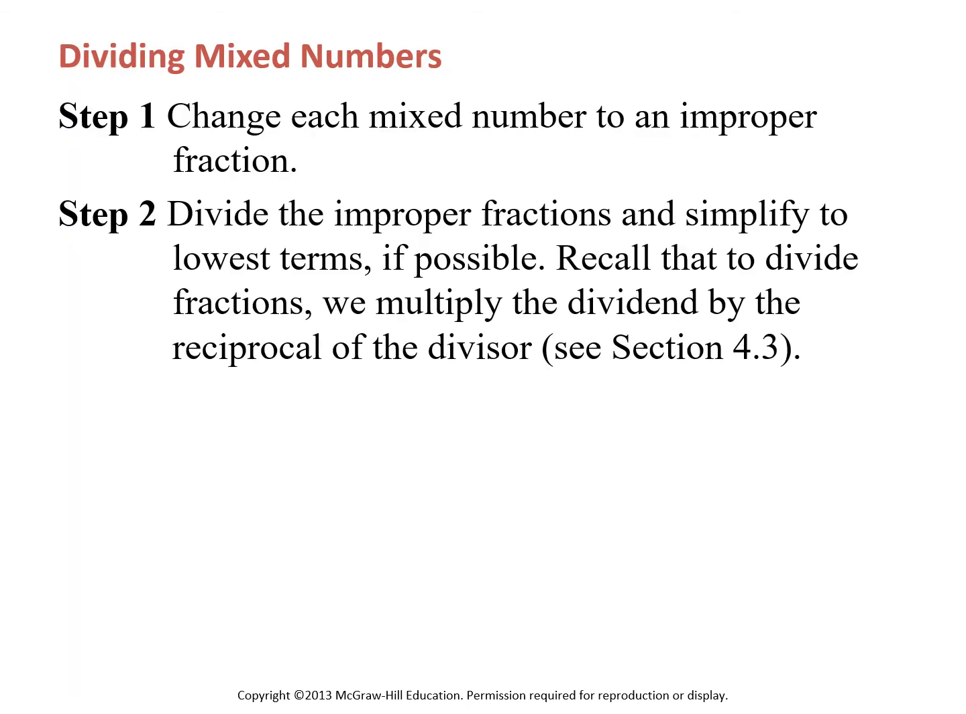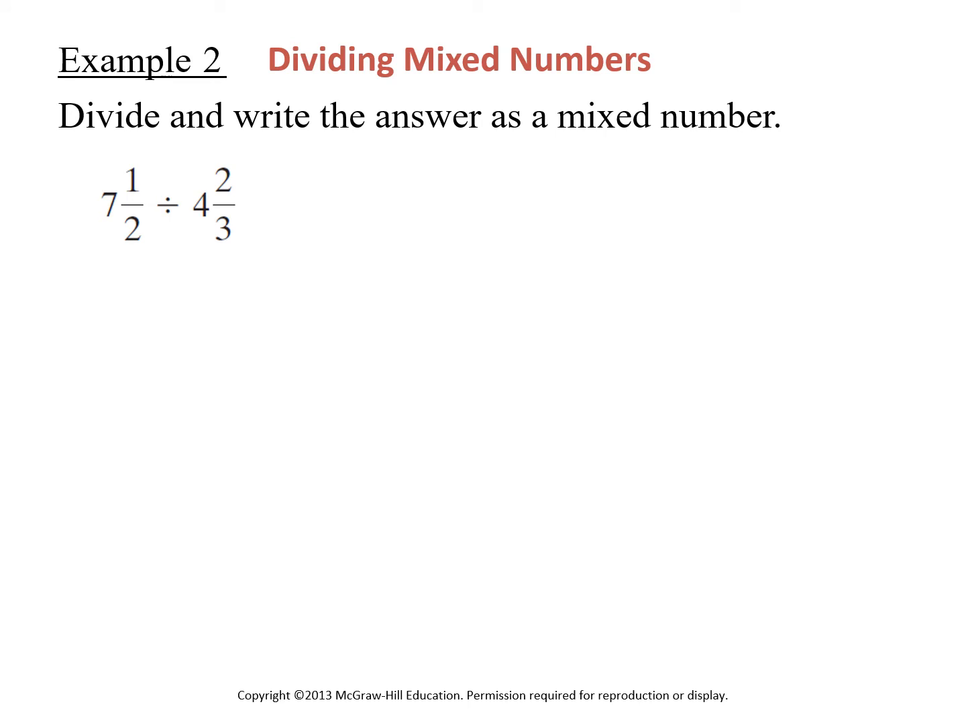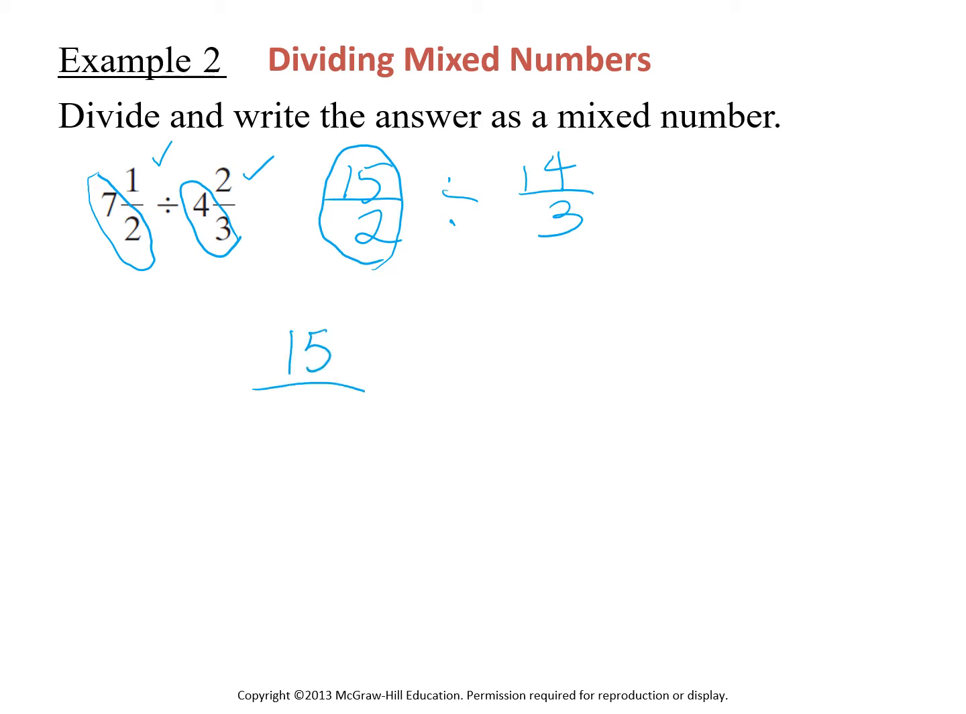So dividing mixed numbers, we will also have to change to improper fractions. So 7 times 2 is 14, add 1, and we get 15 halves. 4 times 3 is 12, add 2, and we get 14 thirds. Now, if you recall, we're going to keep the first fraction, change to multiplication, and the reciprocal of the divisor means we flip the second fraction.